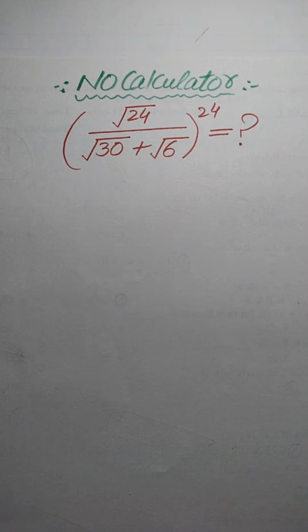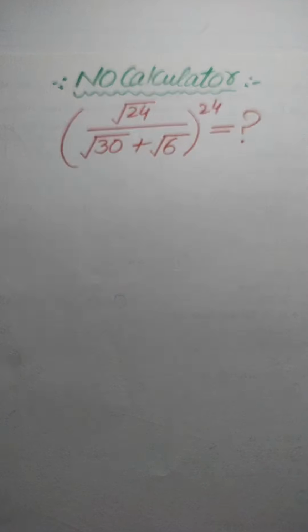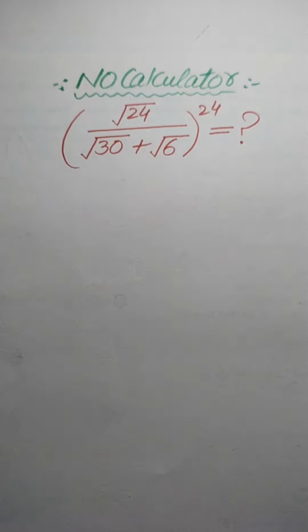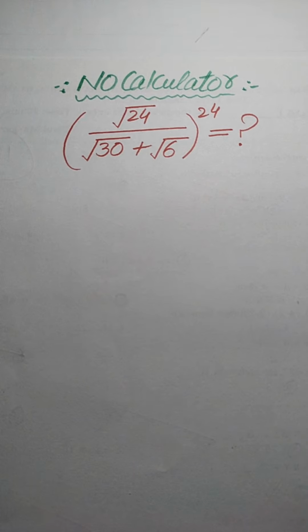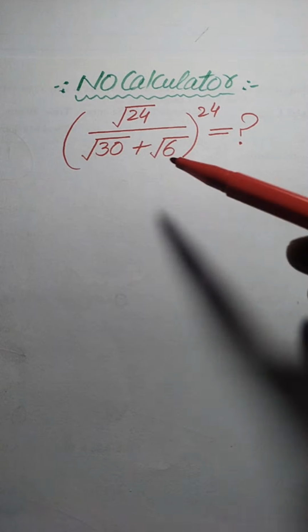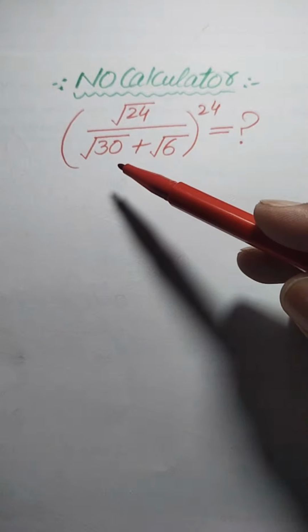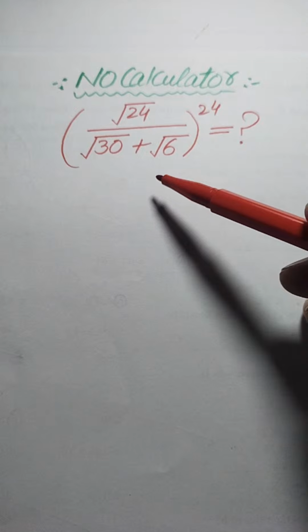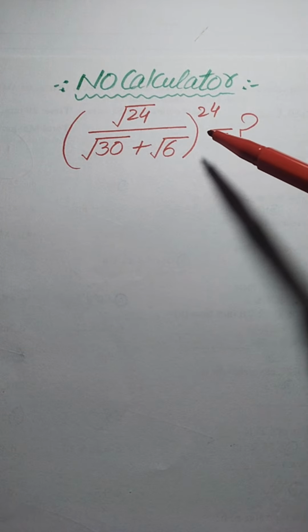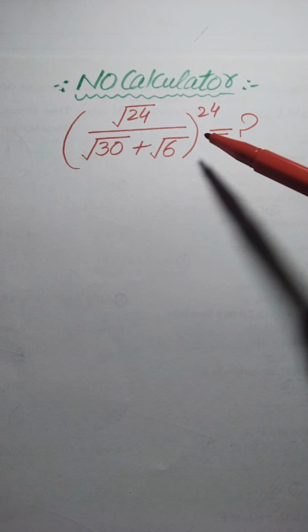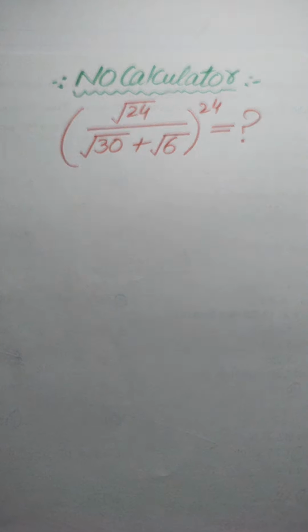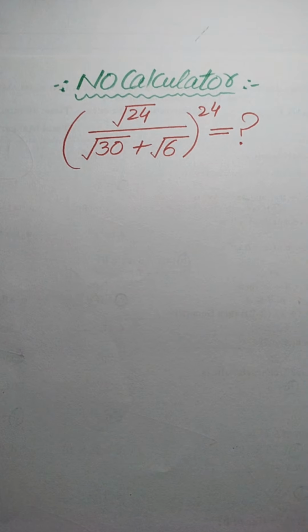Hello everyone, how to simplify this nice algebraic expression without using the calculator. If we have the square root of 24 divided by the square root of 30 plus the square root of 6, and its whole power is 24, what is it equal to? So we write this algebraic expression into the simplified form.